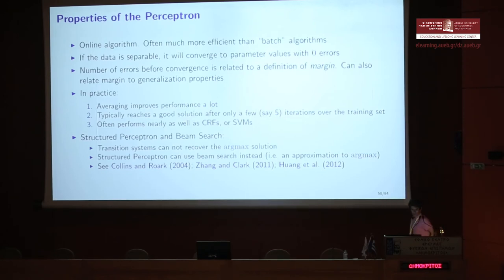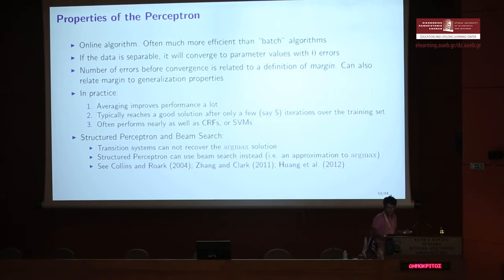Okay, so some properties of perceptron. It's an online algorithm studied in the theory. There's a whole theory community in machine learning on online algorithms that keep receiving points from a stream of data. In practice, we run it in batch mode, but it's very efficient, much more efficient than the batch algorithms like the ones we're going to see now, CRFs and things like that. Like yesterday, if the data is separable, it will converge to parameter values with zero errors. That's the theory behind perceptron with linear models. Since we have a linear model, the theory applies.